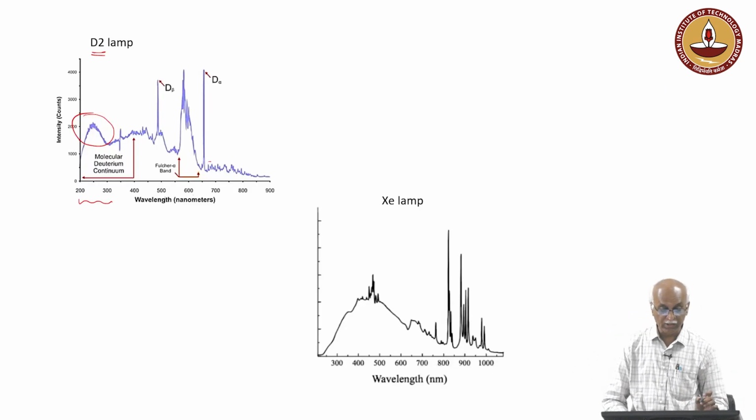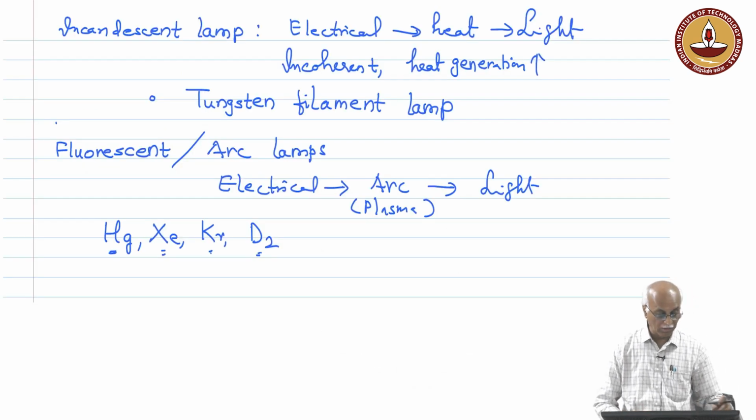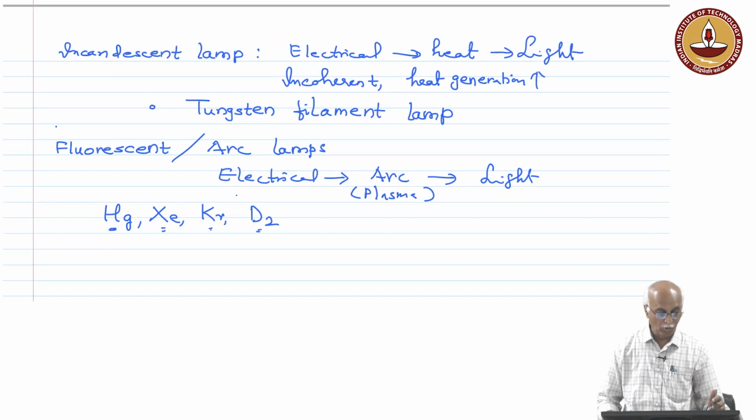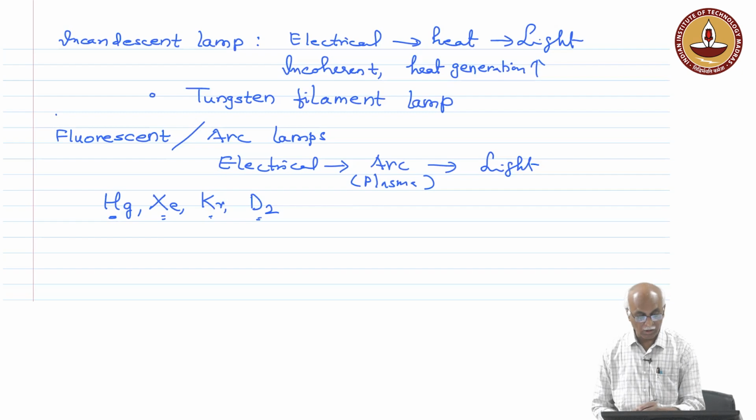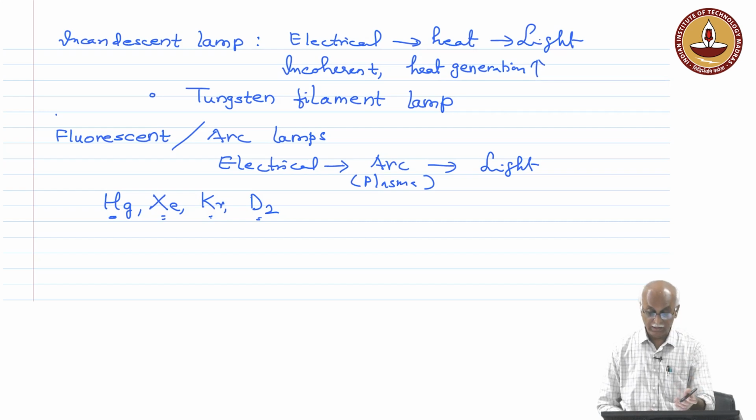So, these are some of the light sources which are based on conversion from electrical input to either arc formation or heat generation, and then providing the light output.